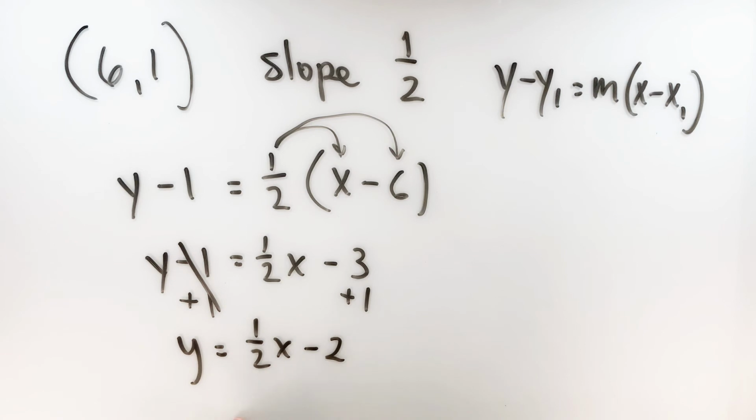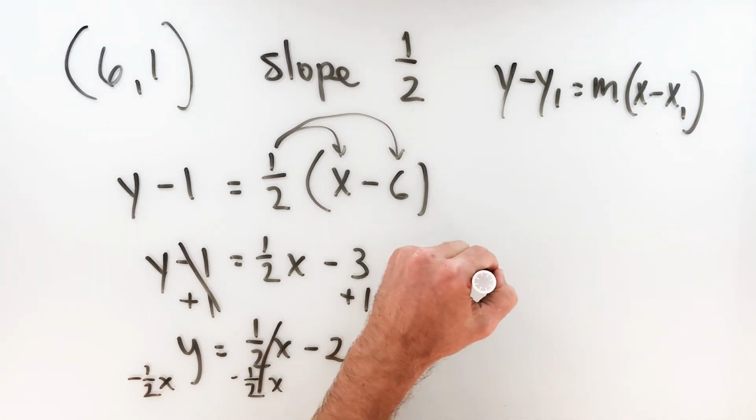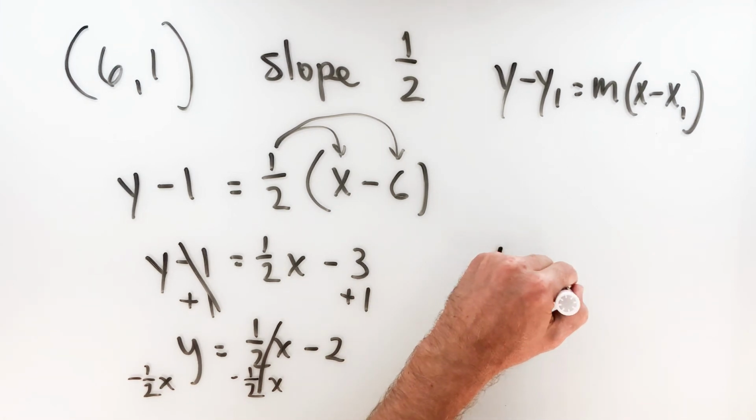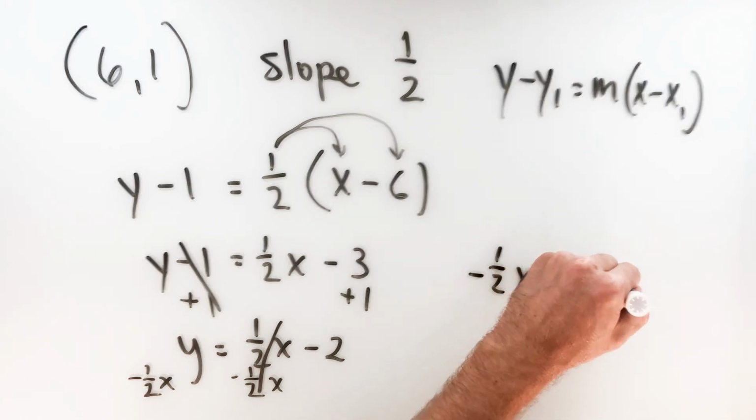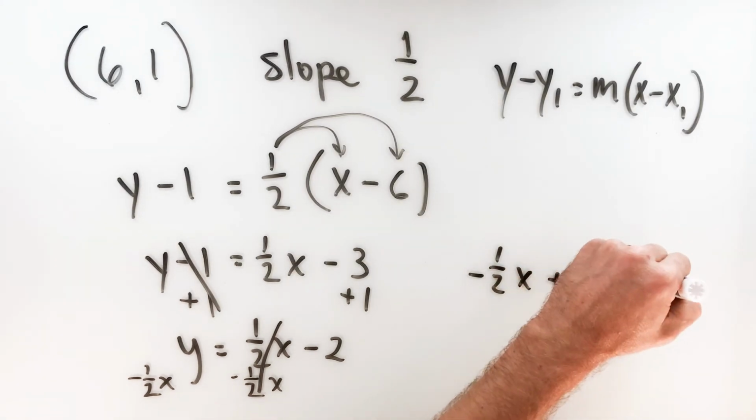So at this point I'm actually in slope-intercept form. But if I want to get to standard form, we've got to get all the variables to the left, and get the constant on the right. So in this case, I'm going to subtract the half x from both sides, which will get rid of it here. So I've got -half x plus y equals -2.